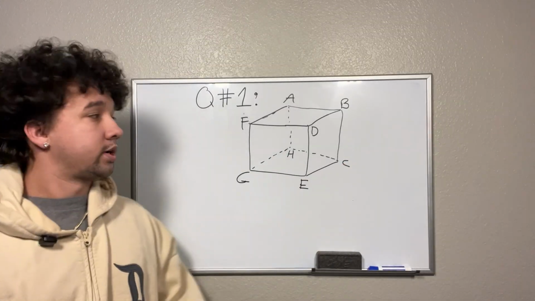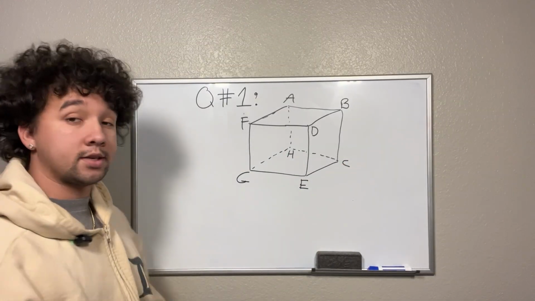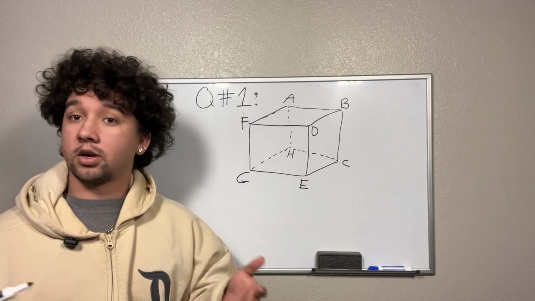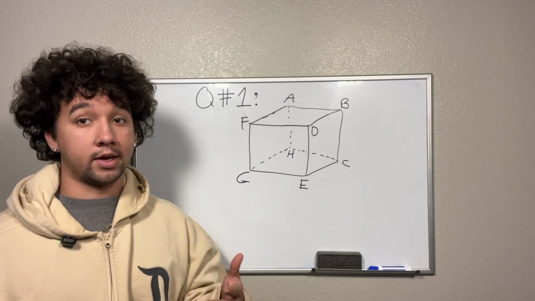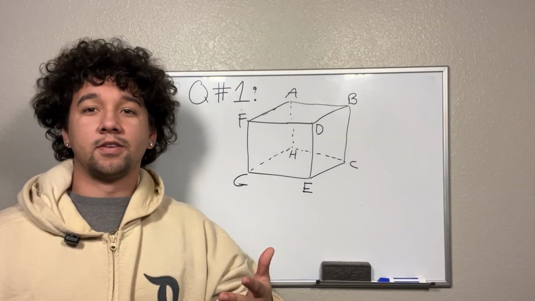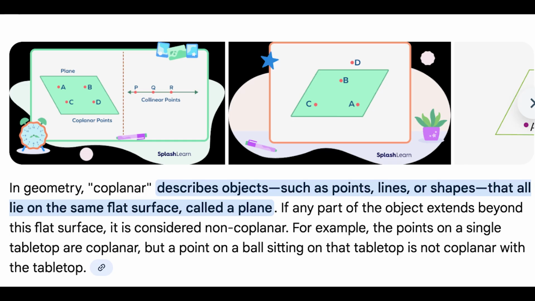Okay, so the first question gives us a cube that looks like this, and it asks us a few questions about things that are coplanar, things that are perpendicular, and things like that. First things first, let's define what those mean. Coplanar is basically meaning that it's all on one particular plane.